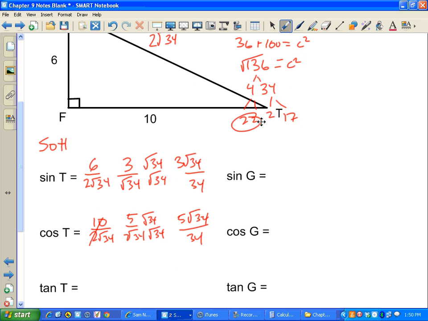Okay, the tangent is opposite. Tangent, TOA, opposite from T is 6. Adjacent to T is 10. Reduce these, so I get 3/5.